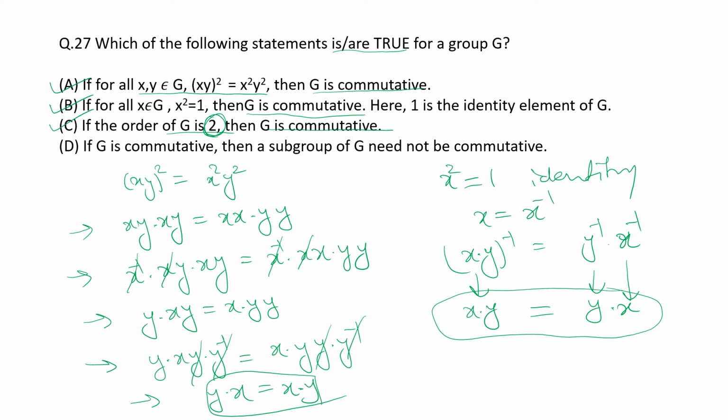Now option D is saying that if G is commutative, then a subgroup of G need not be commutative. This is false, because if that group is commutative, then it will also be abelian, and every subgroup of an abelian group is also abelian. So same applies for this case as well. Every subgroup of G also compulsorily needs to be commutative. Hence this option D is false.